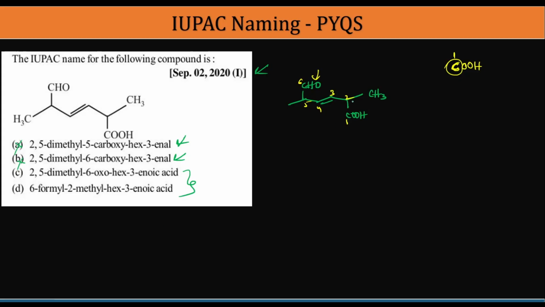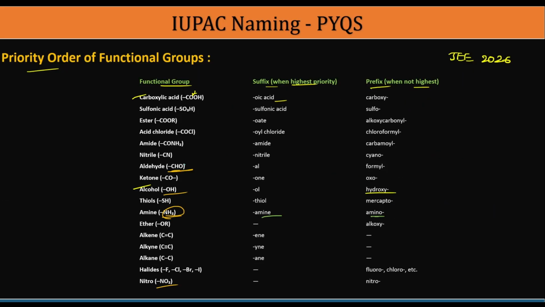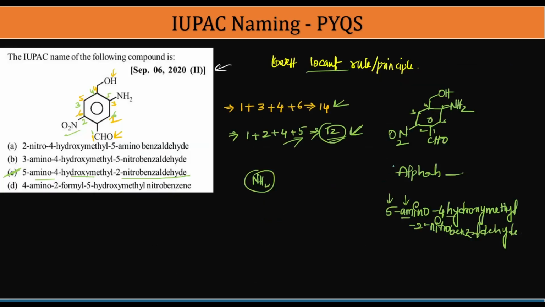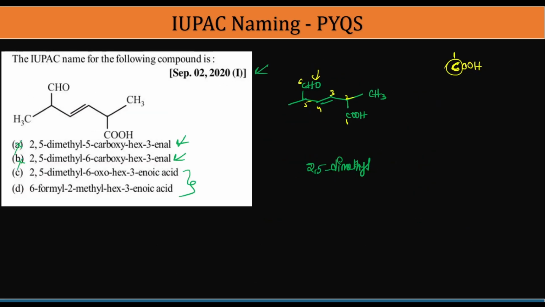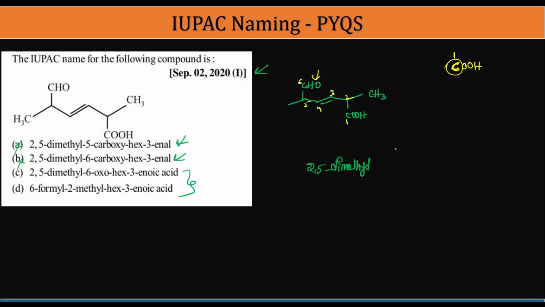How will you write it now? So what is this? 2 comma 5 dimethyl. You can check it over here if you don't know. For aldehyde, if it is not the highest priority, we will treat it as formyl. And in case of ketone, we'll write it as oxo. So in this option, they have given it like this. Let's see. So 2 comma 5 dimethyl, 6 formyl.